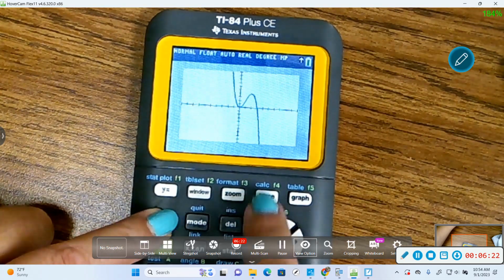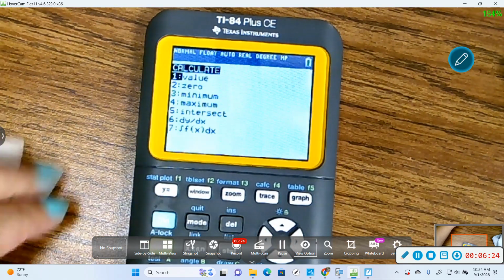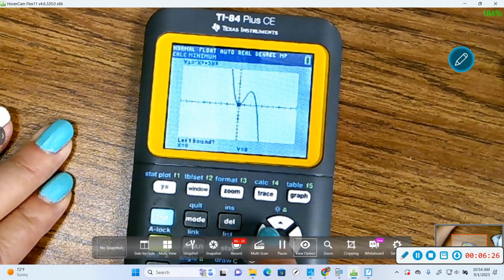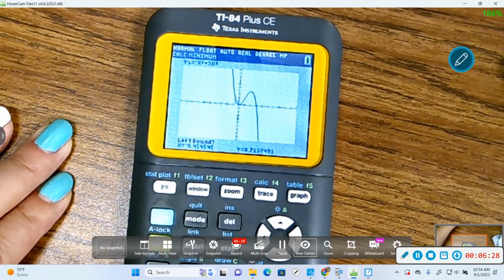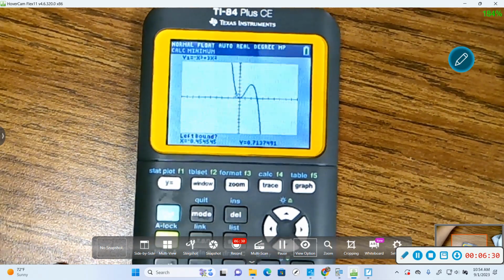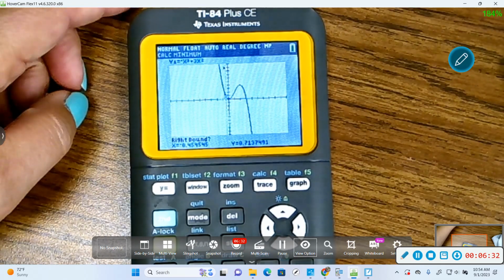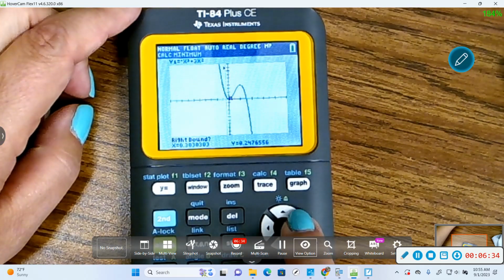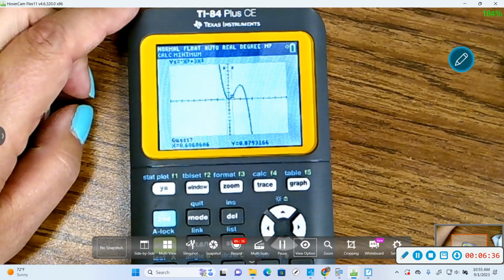So I'm going to do my second trace, and we're going to do 3 minimum. I'm going to just left arrow so my cursor's a little bit to the left side of that point, wherever on the left. Enter. Right arrow through it. Enter. Nobody wants to guess. Okay.